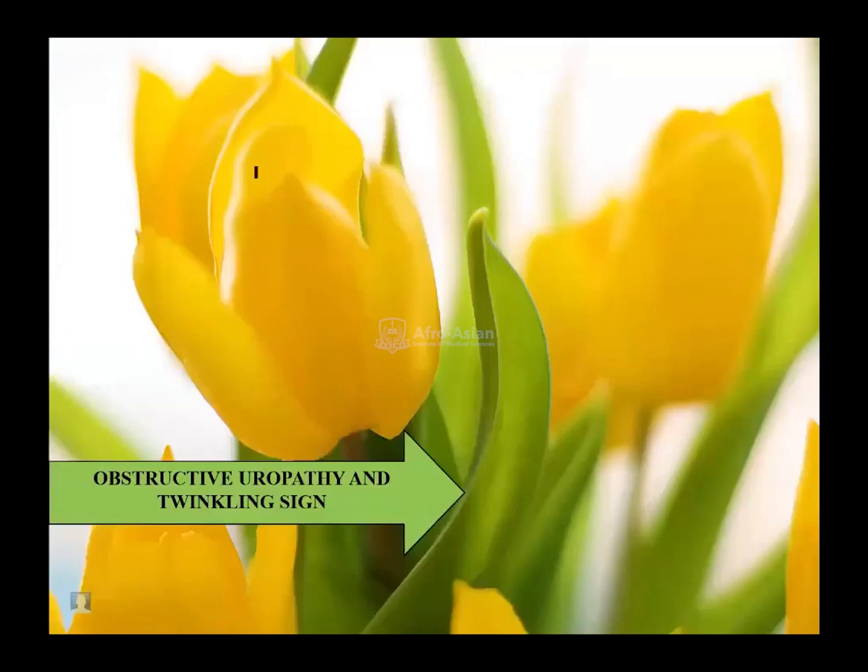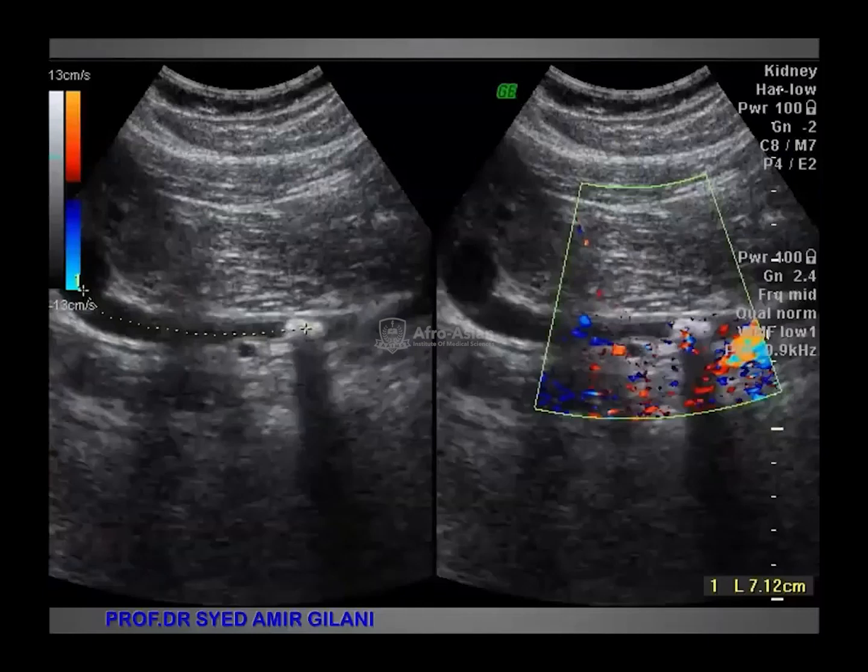Another important thing: in addition to the normal structures which we scan in basics, there are a few things which are important. So I just kept 3-4 things in this lecture. Obstructive uropathy and twinkling sign. This is a ureter, and you can see a stone with posterior shadowing, and by using Doppler you can see some mixing of the colors, which is called the twinkling sign.